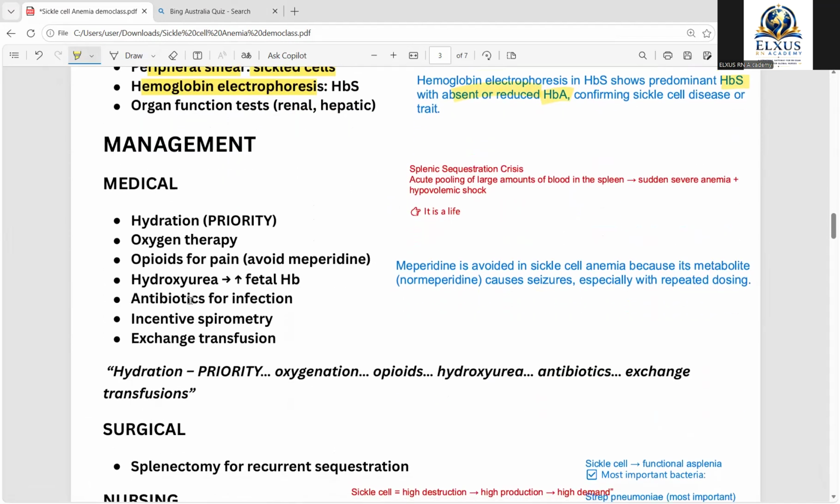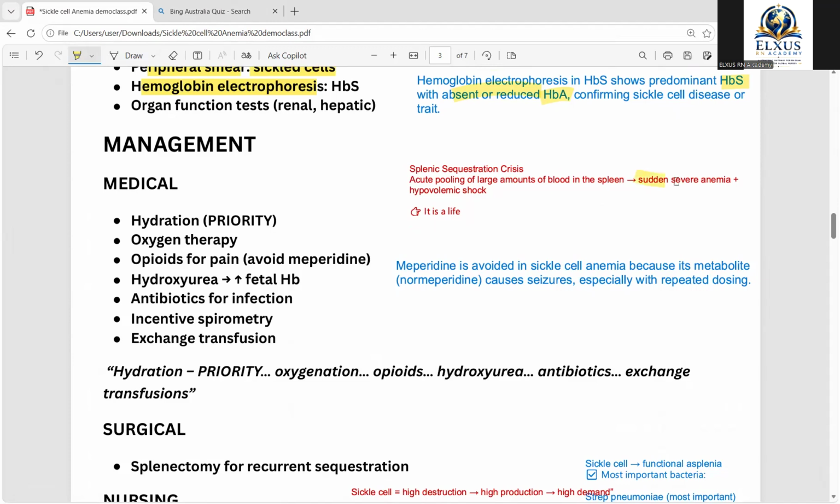And we can also see the splenic sequestration crisis, which is a complication of sickle cell anemia. That means the spleen will become infected and enlarged. What happens in this splenic sequestration crisis? A large amount of blood is pooled in the spleen. The blood will not come out from the spleen; it is stagnated inside the spleen.